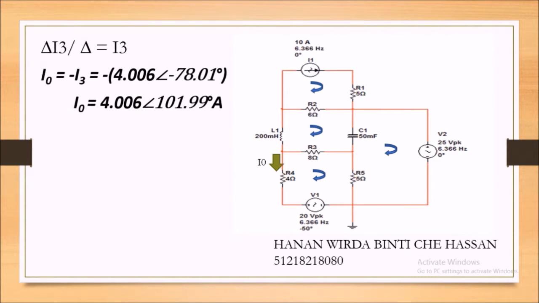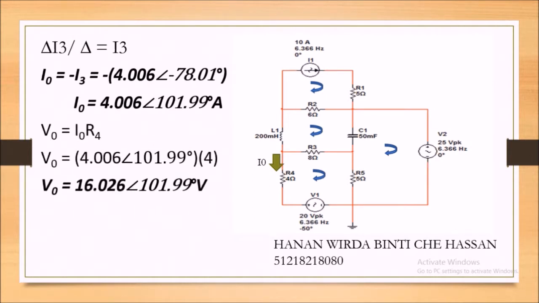I0 is in the opposite direction to I3, so I0 is equal to negative I3. The answer for I0 is equal to 4.006 angle 101.99 ampere. After getting I0, calculate V0 using Ohm's law. I0 is equal to V0 over R, where R is equal to 4. Then the answer for V0 is equal to 16.026 angle 101.99 volt.